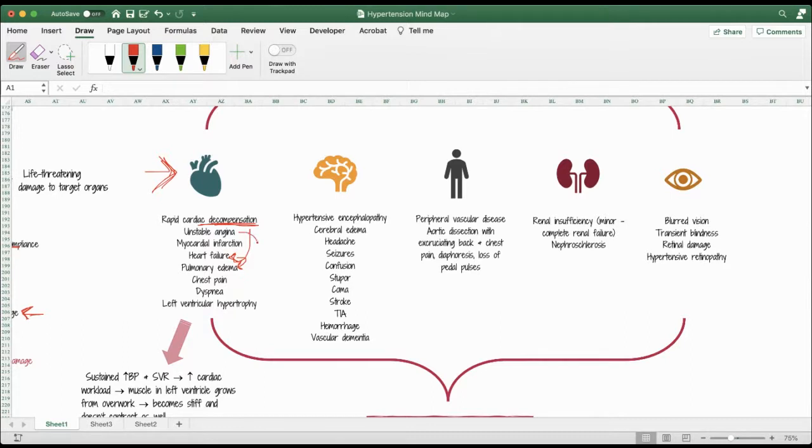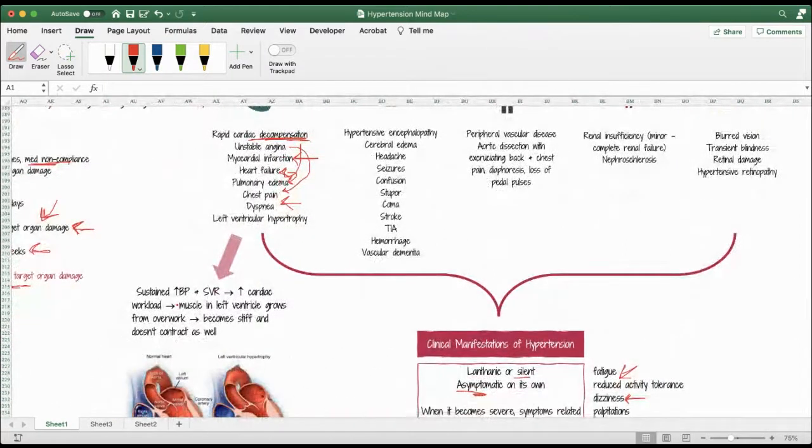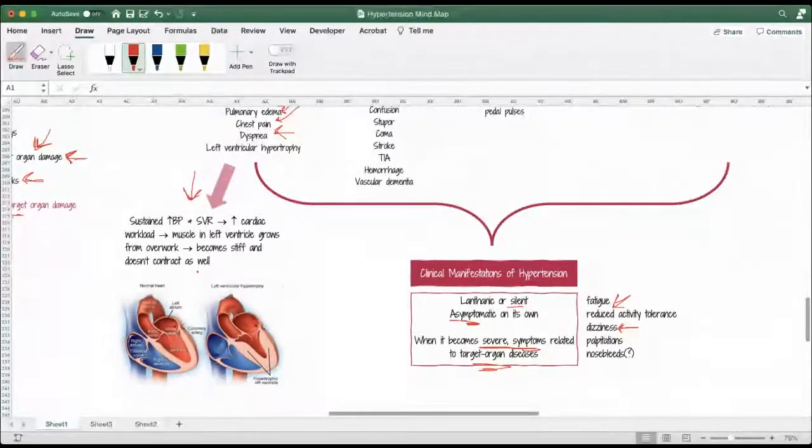So you'll see things like chest pain, whether it's stable or unstable. You might see an MI, dyspnea. This left ventricular hypertrophy we kind of talked about already. This is more a result of end organ damage. It's like target organ damage, but it's more a result of long-term hypertension that's not treated, or not treated well enough. So you have a sustained blood pressure and a sustained systemic vascular resistance, right?